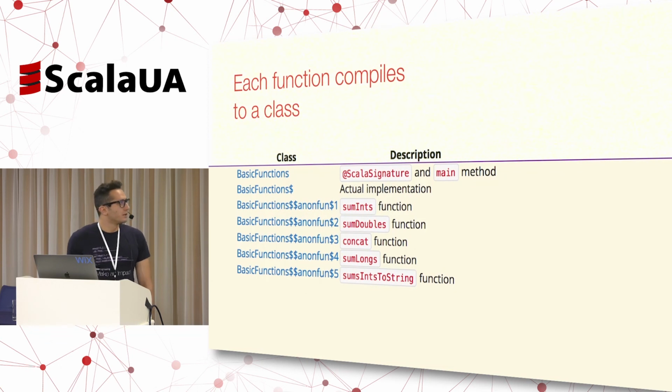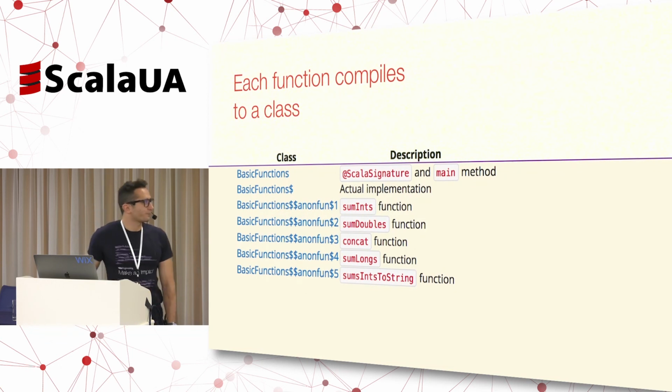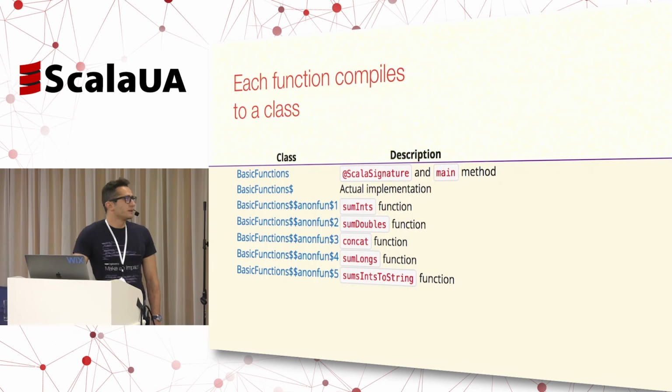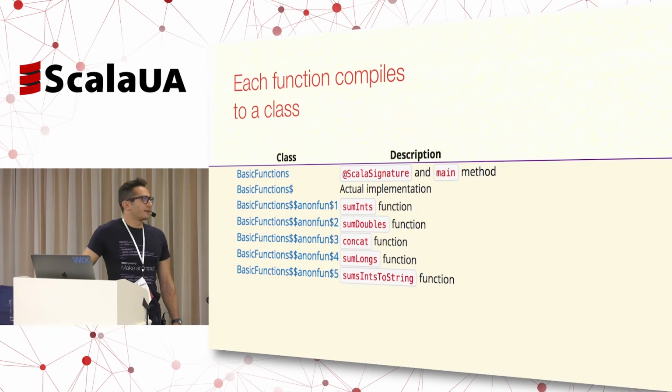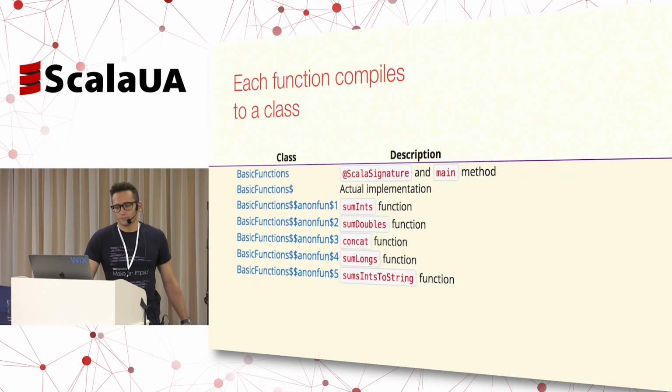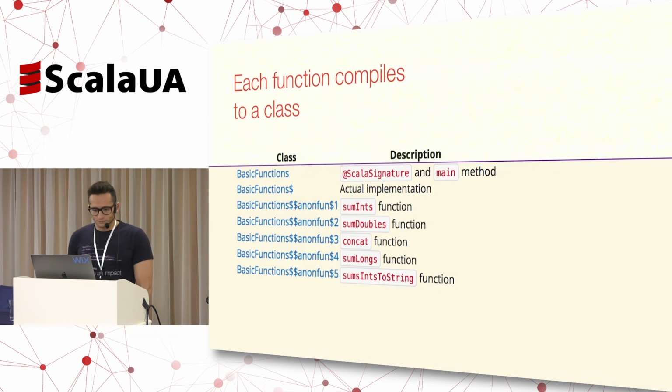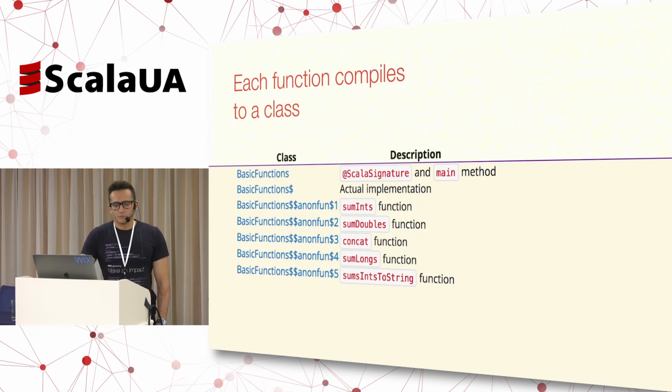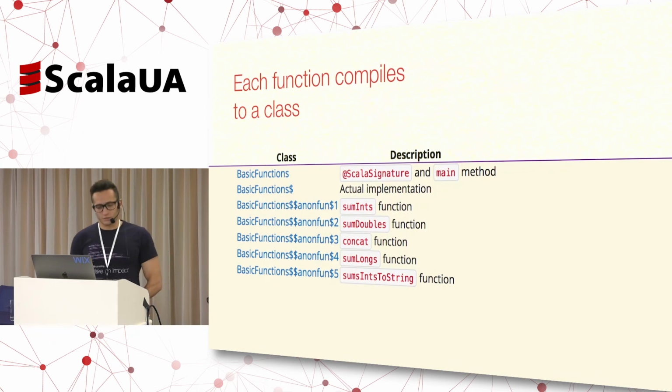7 classes. So the first two, BasicFunctions and BasicFunctions$, we already know them. They are the classes that will be created because we are using an object on the previous screen, object BasicFunctions. The rest of them is something interesting because the compiler will generate a class for each of the functions that we saw.